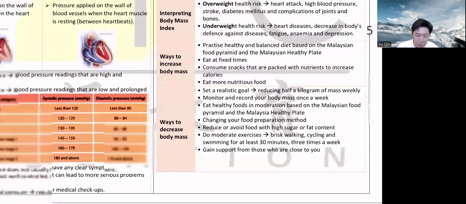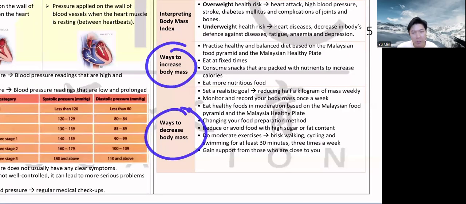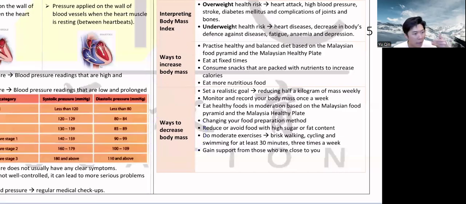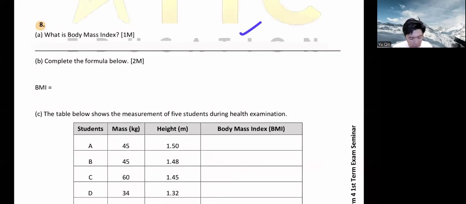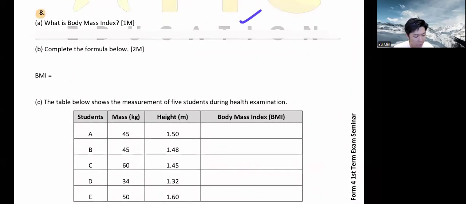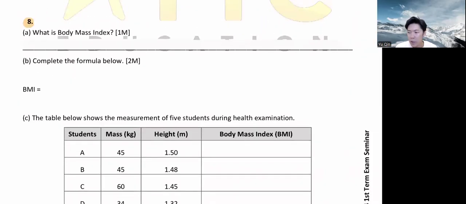Okay, how to increase mass, how to decrease mass? It's about eating, all this. Okay, it's about lifestyle and consumption. Okay, let's see what we have. Number 8, question 8, page 27.